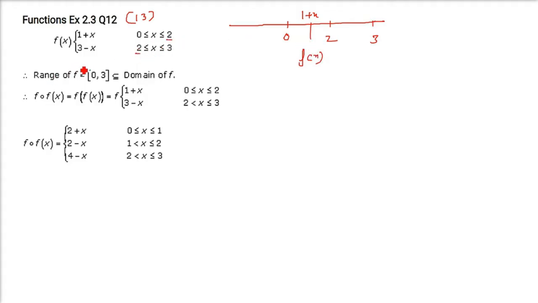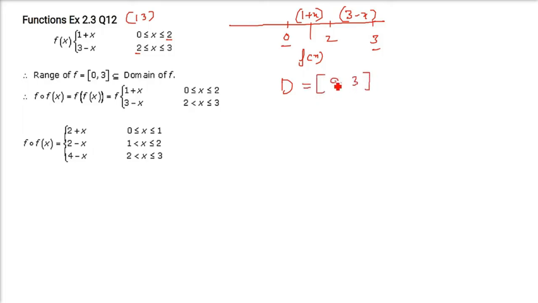Between 0 and 2 it is 1 plus x, and between 2 and 3 it is 3 minus x. So what is the domain they have given? They have already given the domain as 0 to 3, because there is no value below 0 and no value above 3. So the domain is simply 0 to 3, and 0 and 3 both are inclusive.